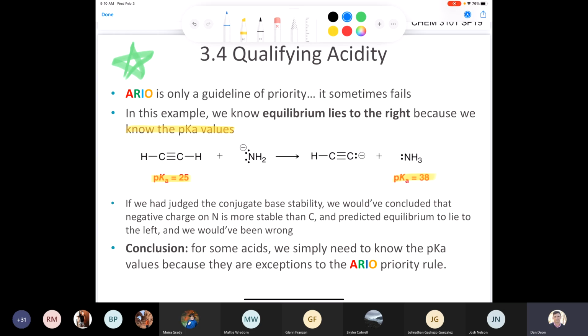However, if we had tried to just use ARIO, okay, if we had tried to just solve it by ARIO, what would we have said? We would have said, okay, well, over here we get a negative charge on a nitrogen. Here we have a negative charge on a carbon. If you look at the second period, it goes boron, carbon, nitrogen, oxygen, fluorine. Well, hey, nitrogen is more electronegative. Therefore, this must be the more stable base, and the equilibrium should lie to that side. But it's not true in this case.